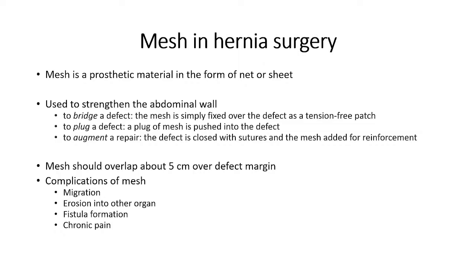Bridge the defect means there is a defect and we place a mesh over it without closing it, or we make a plug of it and push it within the defect, that is plugging the defect. And third is, first we suture the defect, close it, and then we place a mesh over it to augment it. So, this mesh can be used in these three fashions.